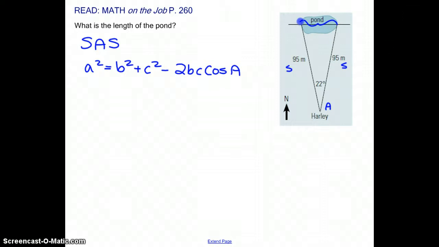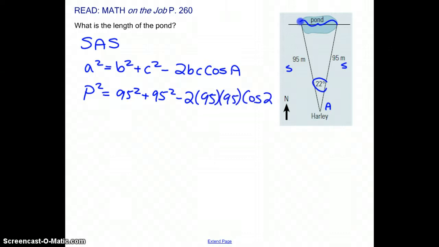In this case, A would be our 22, and little a would be our pond. So I'm going to start using p for the pond. So p squared equals 95 squared plus 95 squared minus 2 times 95 times 95 times cos of 22. So when we go 95 squared plus 95 squared, we'll get 18,050. 2 times 95 times 95 is also 18,050, times cos 22.